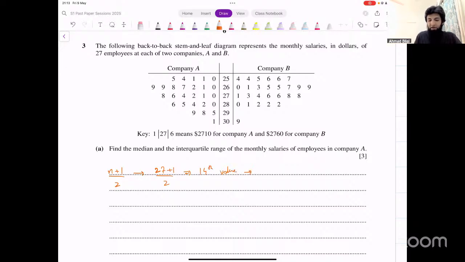What's the 14th value? It's counted like this: 1, 2, 3, 4, 5, 6, 7, 8, 9, 10, 11, 12, 13, 14. This is the 14th value, and that's your median. Okay.